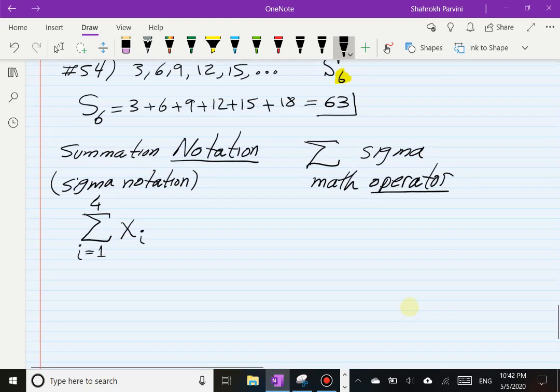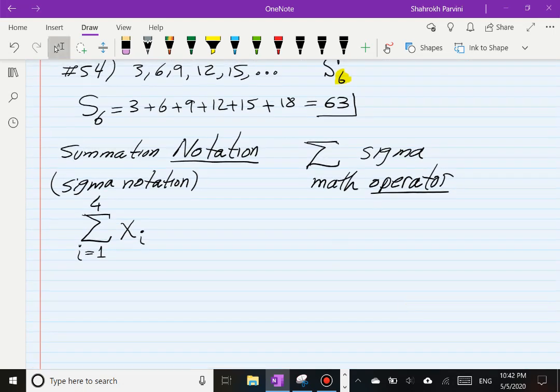Well, the i here, it's called the index of summation. Some people use i, some use j, some use k, and whatever. It doesn't matter. These are dummy letters we use. So if I use j or k, it's just as good as i.